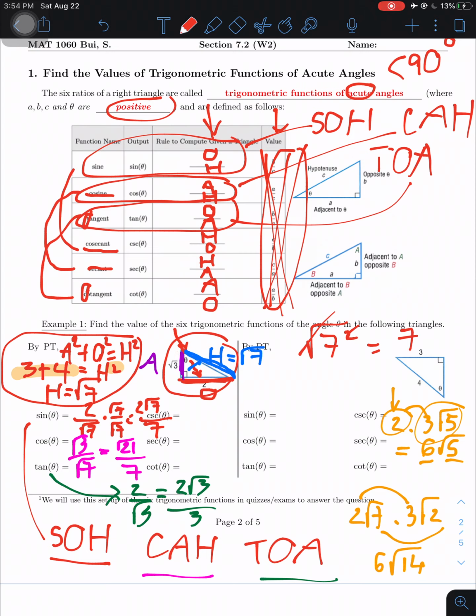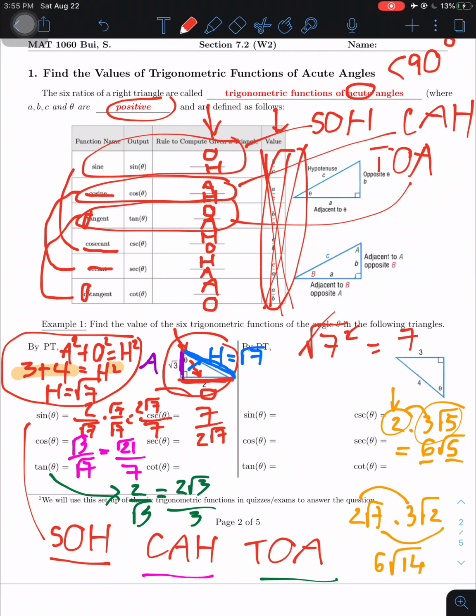For cosecant, it's the flip of sine. So you have 2 options. You can do 7 divided by 2 square root of 7 if you want to flip this number. But then, again, you're going to see a radical on the bottom. You're going to see the square root of 7 on the bottom, which is kind of irritating. That's why I'm not going to recommend flipping the final answer in here.